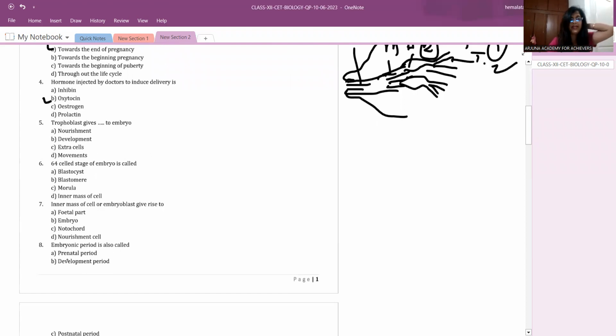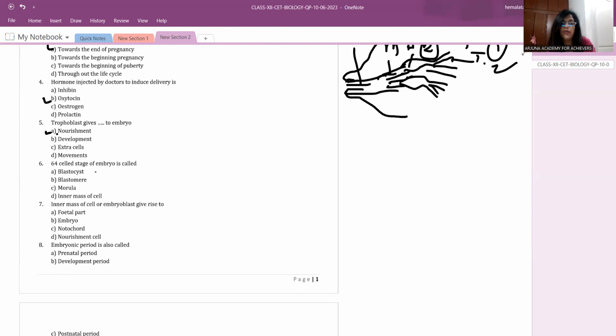Next comes what the trophoblast gives rise to. You know that the trophoblast is the outermost layer of the blastocyst. What will the trophoblast produce? The trophoblast gives the embryo nourishment, right? Because trophoblasts are the extra embryonic membranes. They are not only protective, they have chorionic villi from that, isn't it? So the trophoblasts give nourishment also, other than protection. Okay, this is the A option.